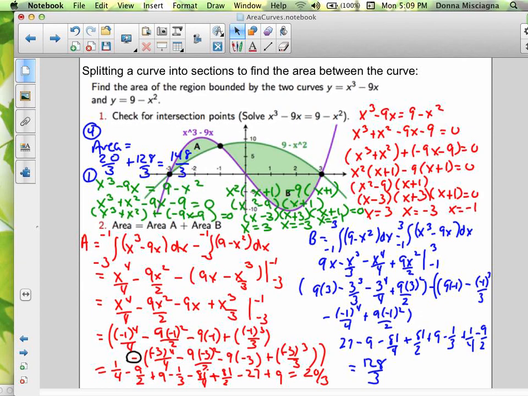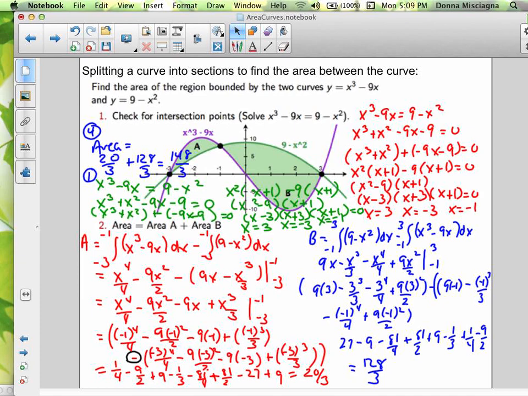All right, so we plug in the 3 into all of those. We have 9 times 3 minus 3 cubed divided by 3 minus 3 to the 4th divided by 4 plus 9 times 3 squared divided by 2, and then we're subtracting 9 times -1 minus -1 cubed divided by 3 minus -1 to the 4th divided by 4 plus 9 times -1 squared divided by 2.